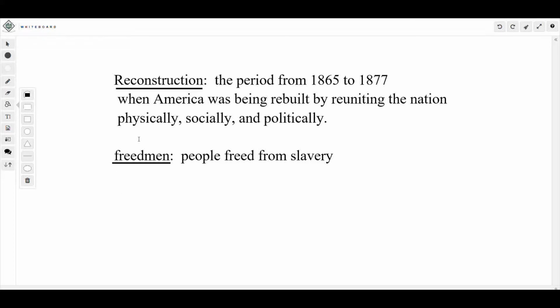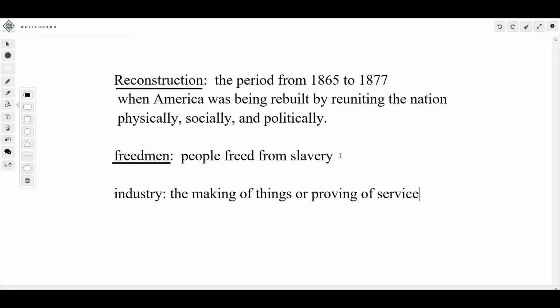And we will go ahead and add that word, if my computer will let me. Okay, we're going to add this word. This is the other word, industry. And this is what it is. It's the making of things or providing of services for the purpose of making money. So you'll want to put that in there too.